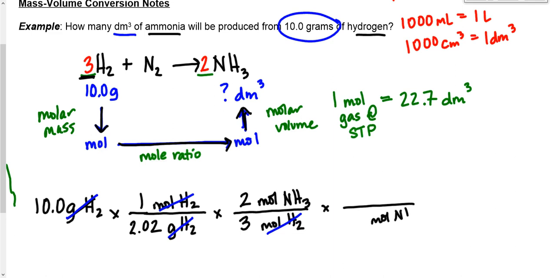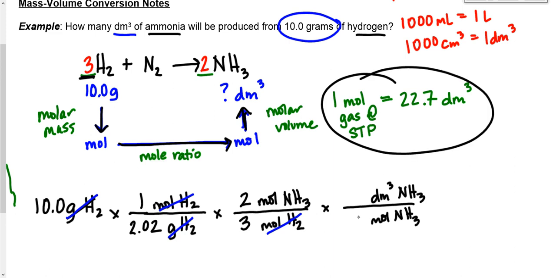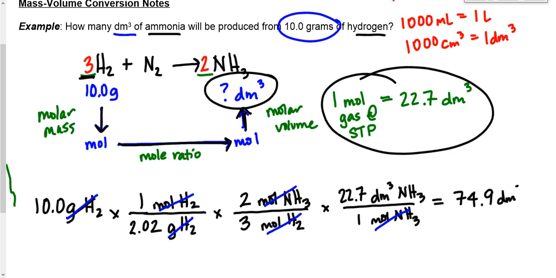So down here to cancel. And I want to go to decimeters cubed, so that's my volume unit. And that's where I'm going to use this right here. So 1 mole, I don't care that there's a 2 in front of the NH3. 1 mole equals 22.7 for my decimeters cubed. So now moles of NH3 divide out. And I know I'm ready for my calculator because all my units are gone except for the ones I'm trying to solve for. So you can go across the top and multiply everything and then divide by everything on the bottom, or you can do a section at a time. But practice typing it in just to make sure that you can get this answer with 3 sig digs, 74.9 decimeters cubed of NH3.